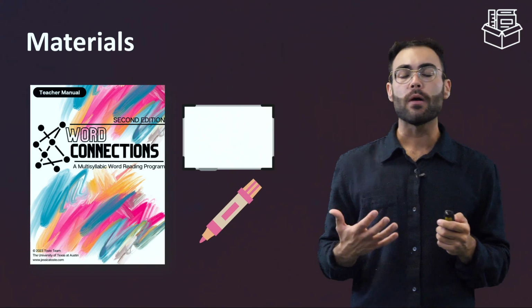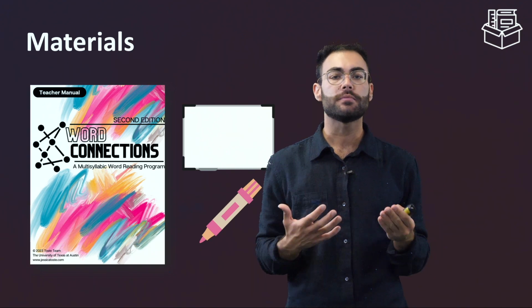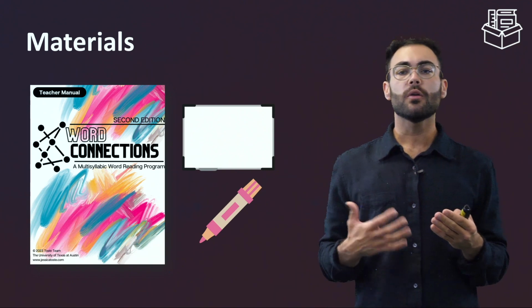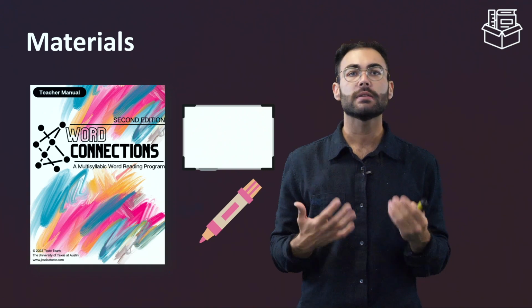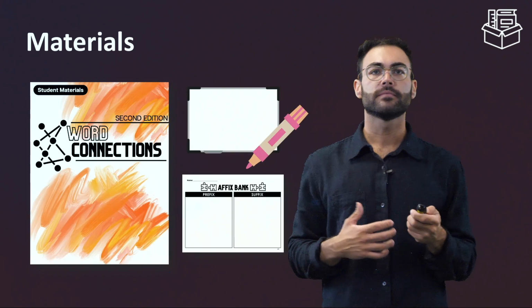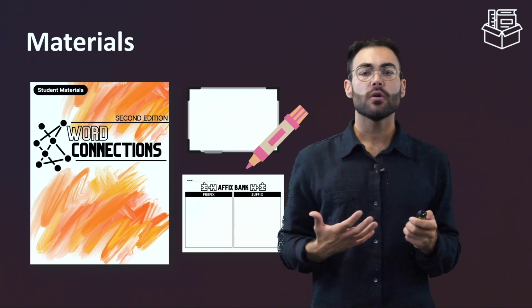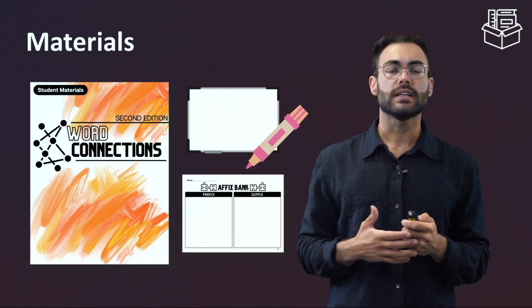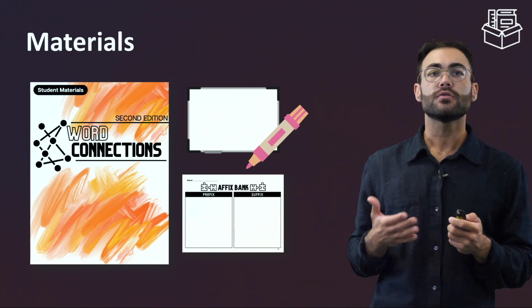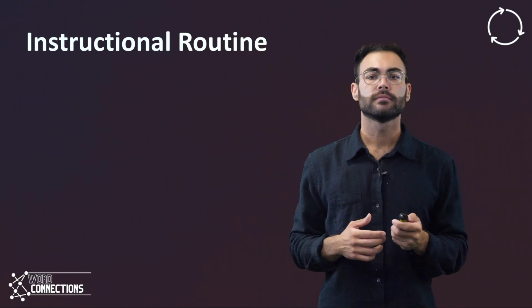The materials for Write Word include the teacher manual, which has the scripting for each Write Word lesson, along with a whiteboard and a marker to demonstrate and explicitly teach the Write Word routine. Students are going to need a whiteboard, a marker, and also an affix bank as a reference during word building to help them remember the affixes that they can use to build multisyllabic words.